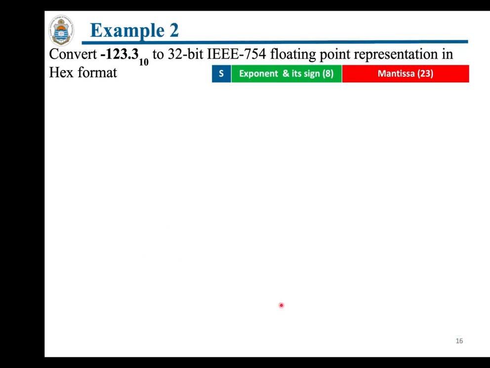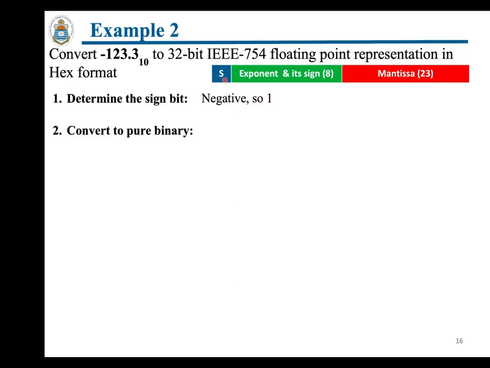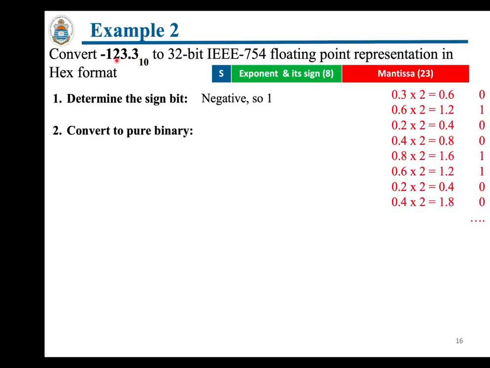Let us do another example for better understanding, and let us convert this time the number minus 123.3 in base 10 to 32-bit IEEE 754 floating point representation. So first of all, since the sign of the real number is minus, we keep a 1 over here. And now to convert this number to its corresponding pure binary, this 123 can easily be converted, I think.